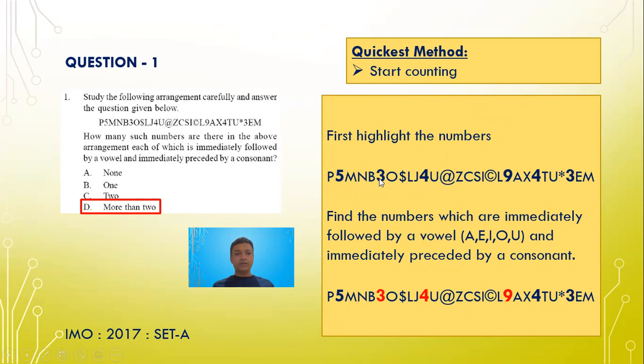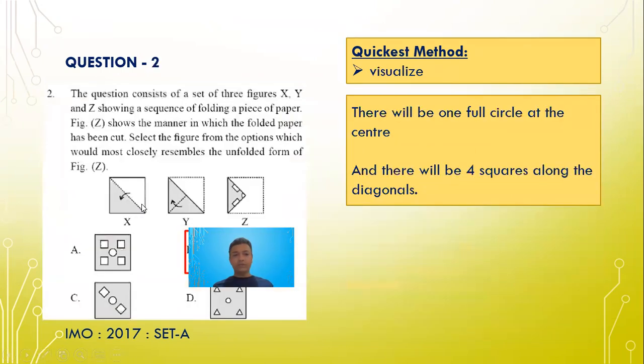5 is a number, 3 is a number, 4 is a number, 9 is a number, 4 is a number, and 3 is a number. Find the numbers which are immediately followed by a vowel. Which are the vowels? 5 vowels: A, E, I, O, U, and immediately preceded by a consonant. So you'll find there are 3 such numbers. 3, which is immediately followed by a vowel O, but preceded by consonant B. 4, which is immediately followed by a vowel U, but preceded by consonant J. And 9, which is followed by a vowel A, but preceded by consonant L. So because there are 3 numbers, the answer is more than 2.